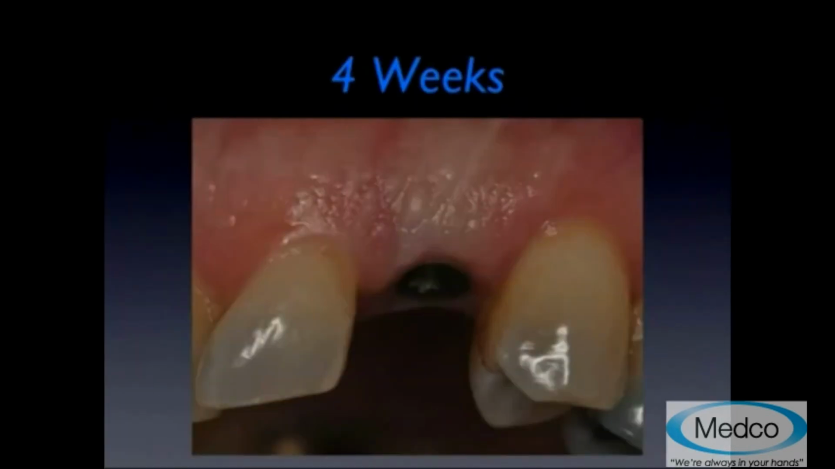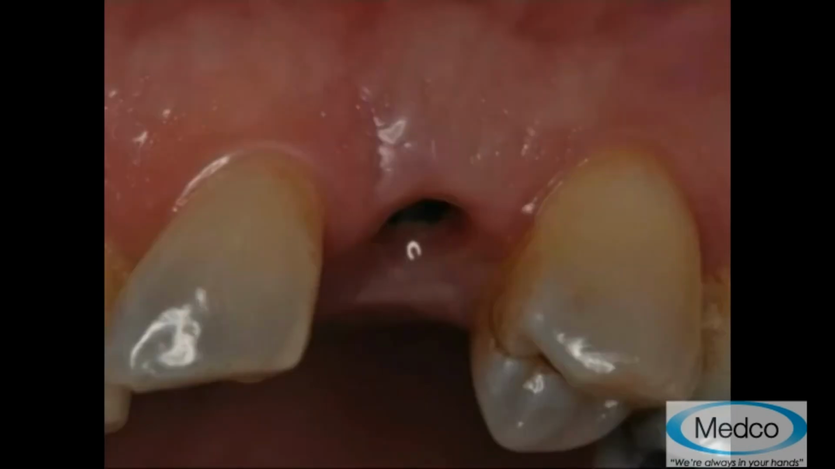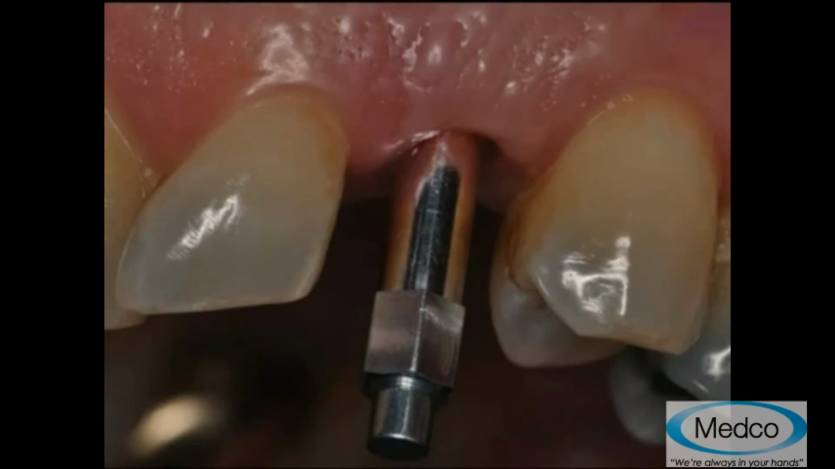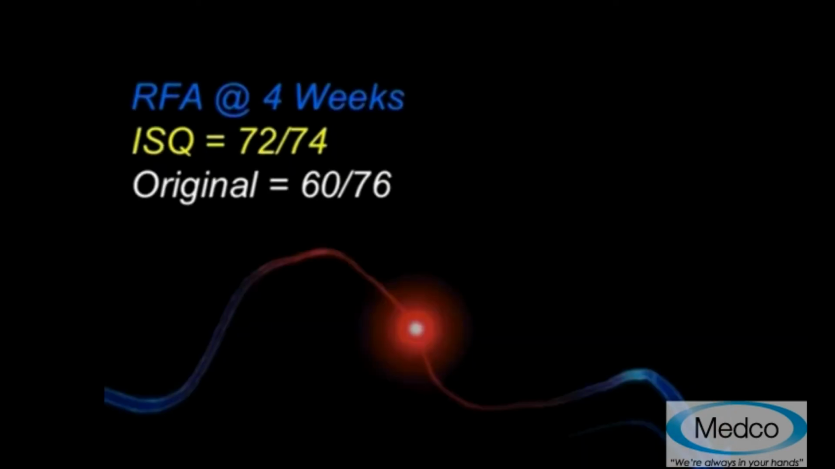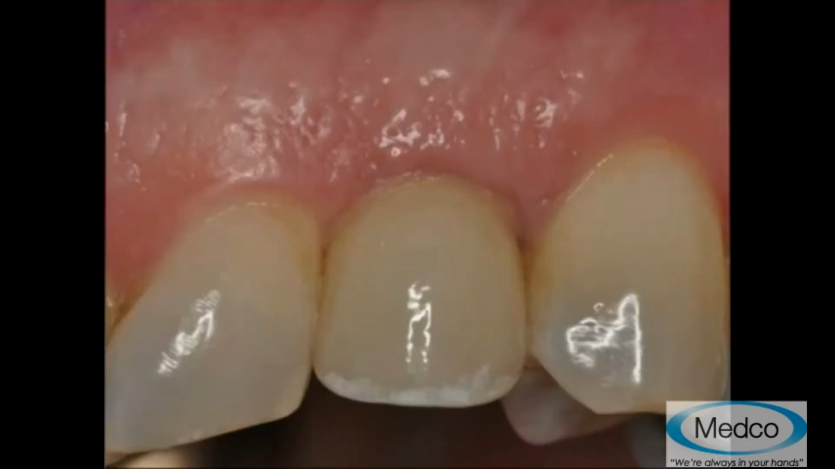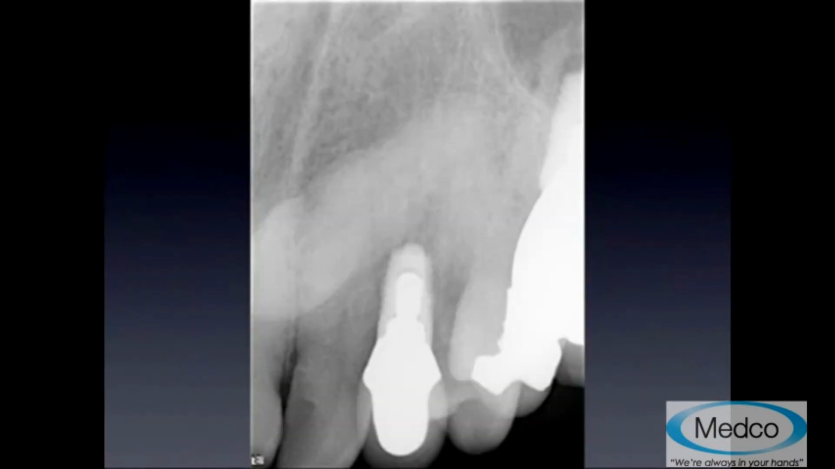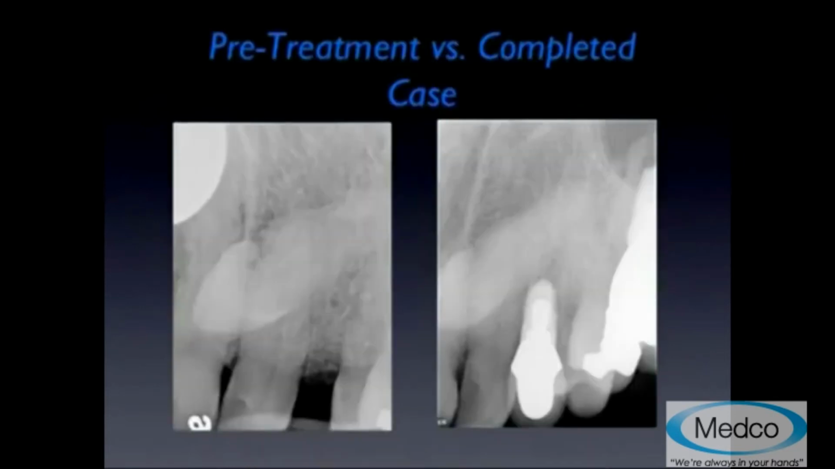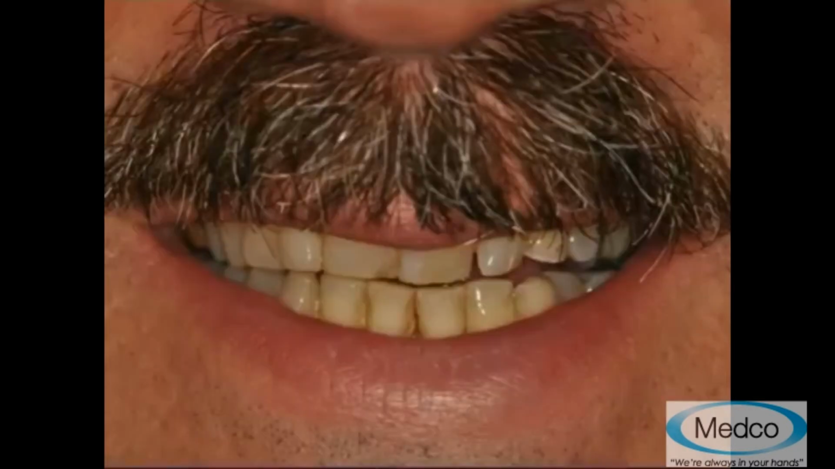What we see is at 4 weeks that this bump has remained pretty stable, at 72-74 versus the initial 60-76. The implant has been completed, the patient is happy, and he can travel and not have to worry about this area anymore. Pre-treatment to completed case, this is at about 6 to 9 months post-treatment.